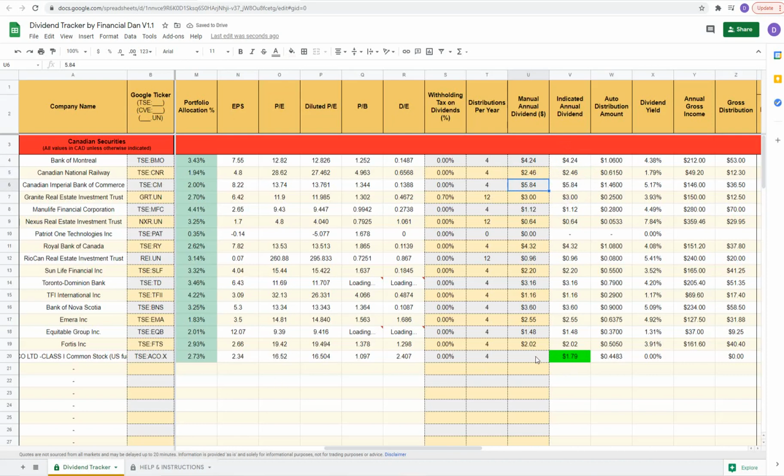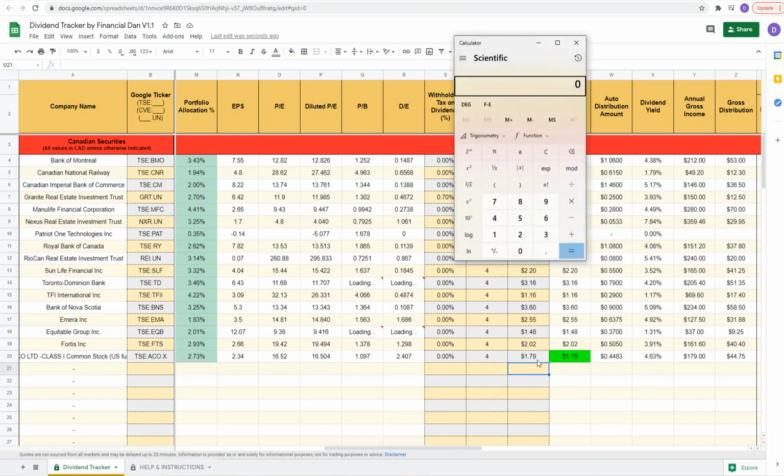So ATCO actually has a bit of a weird dividend. And so as you can see, the indicated dividend that's automatically pulled is $1.79. So if we enter in $1.79, there's still a flag there. And the reason for that is because if you look under the auto distribution amount, this is just how much is paid each time a dividend is paid. And it's 0.4483. And of course, it's paid 4 times a year.